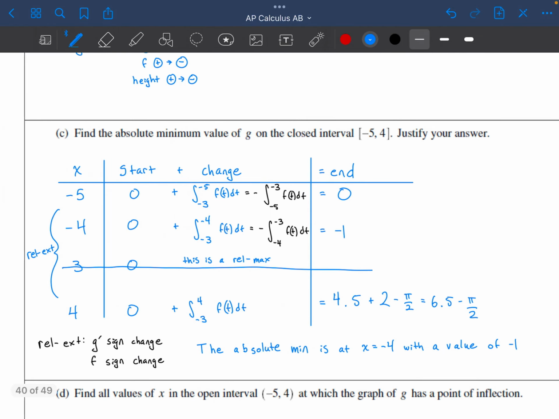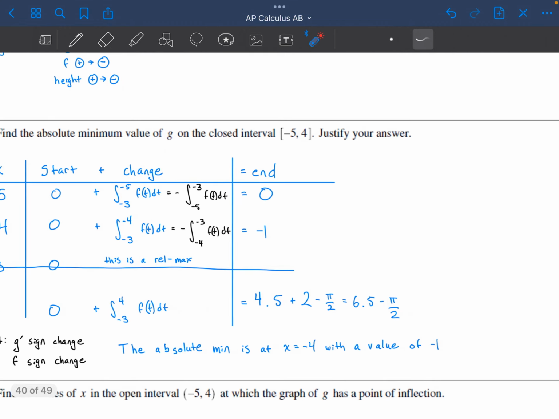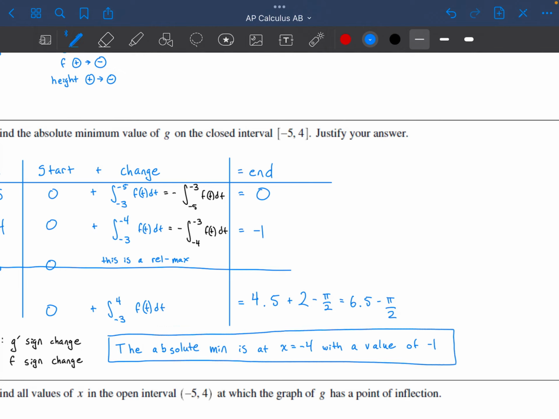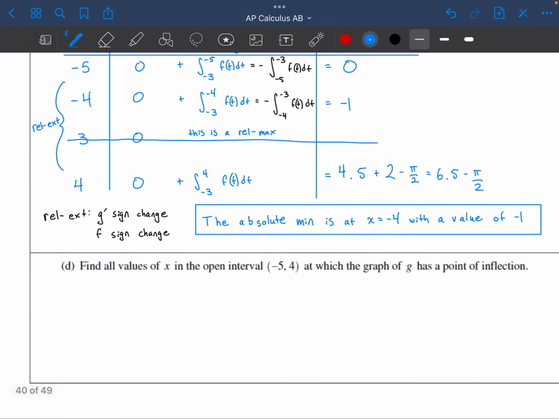Cool. And I know that the problem only asks for the actual value. You'll read here, it doesn't care where it happened, but I'm answering both because sometimes they ask for both, sometimes they ask for one. Let's see, will this turn into a nice rectangle? Hey, check it out. All right, that one was a long one, but we're almost there for part D. Find all values at which the graph of G has a point of inflection.